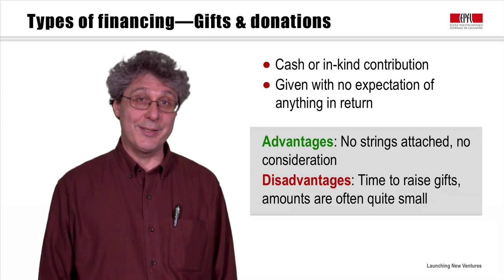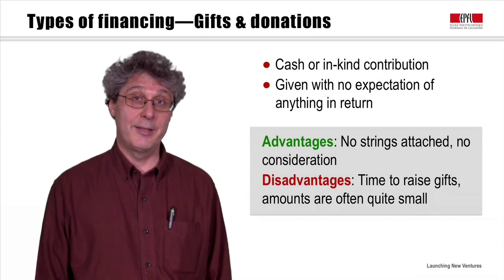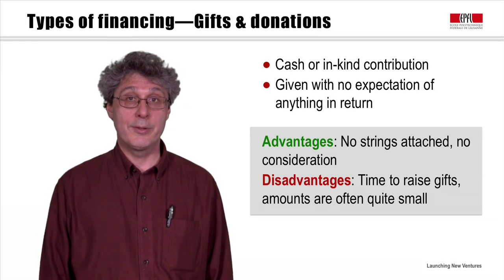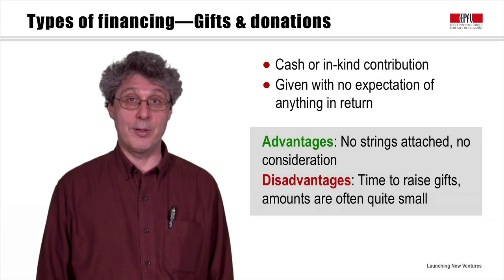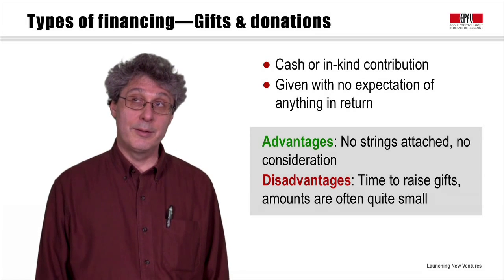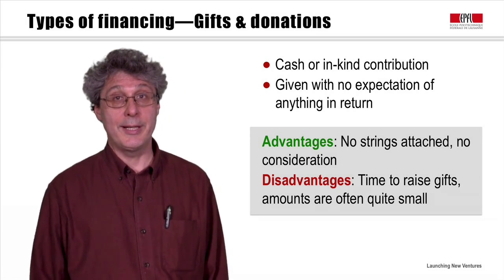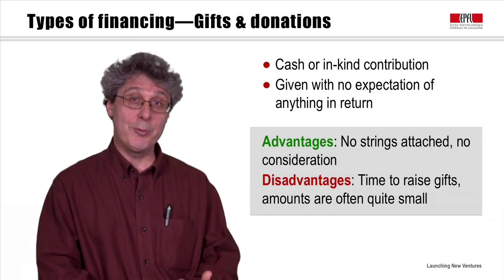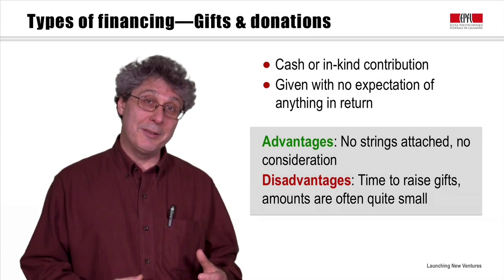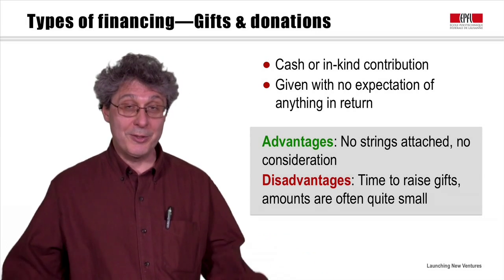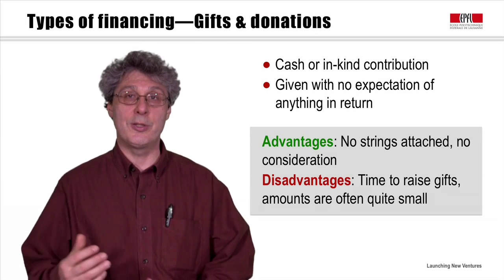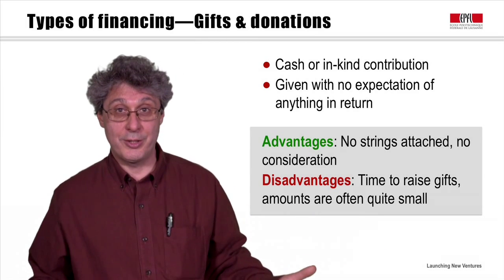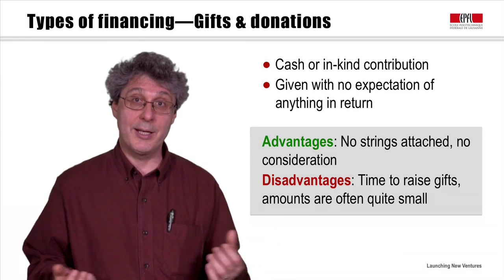The first one is gifts or donations. And these are cash or in-kind contributions that someone provides to the entrepreneur. They are given with no expectation of getting anything in return. So it's really free money, if you think about it. Now, why would you want to have a gift or a donation? It's clear that there's no strings attached to this. There's no consideration. Consideration is when one party gives up something to another party in exchange. So in this case, you're really just getting the money.